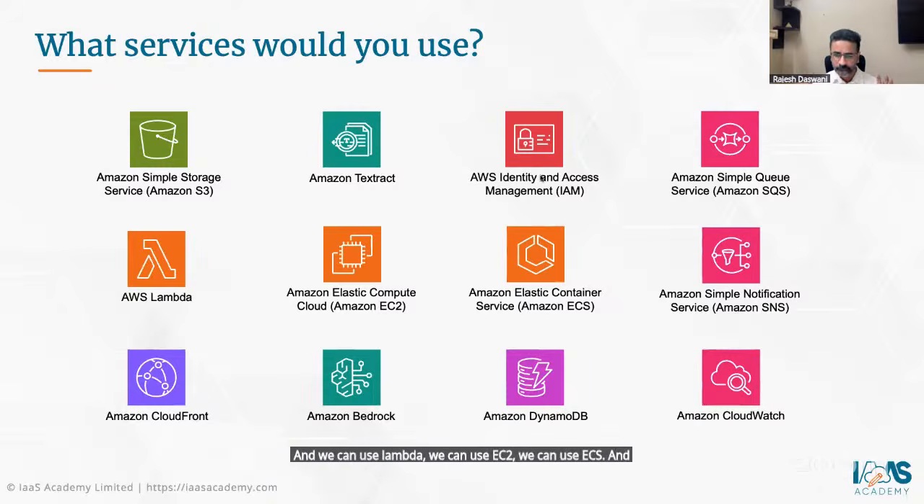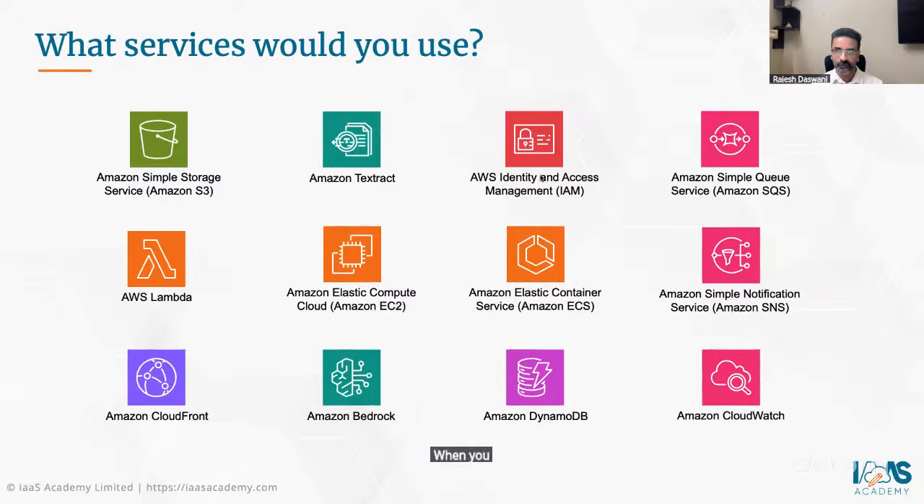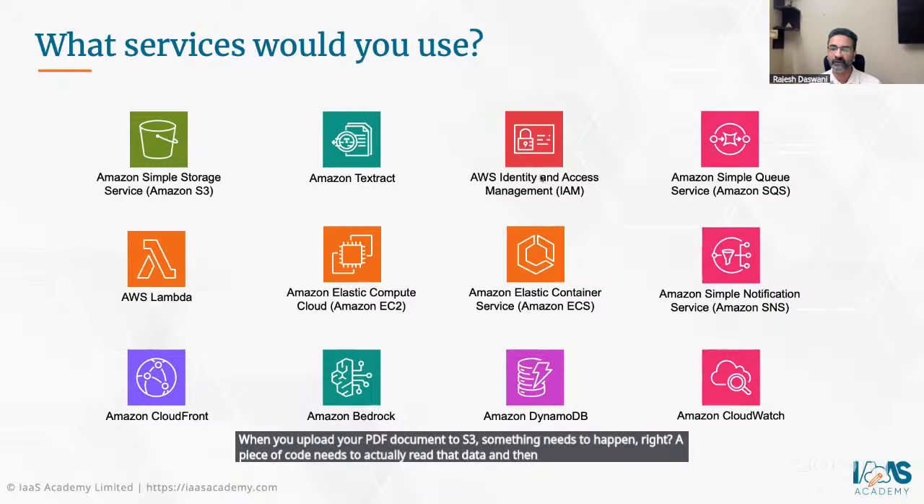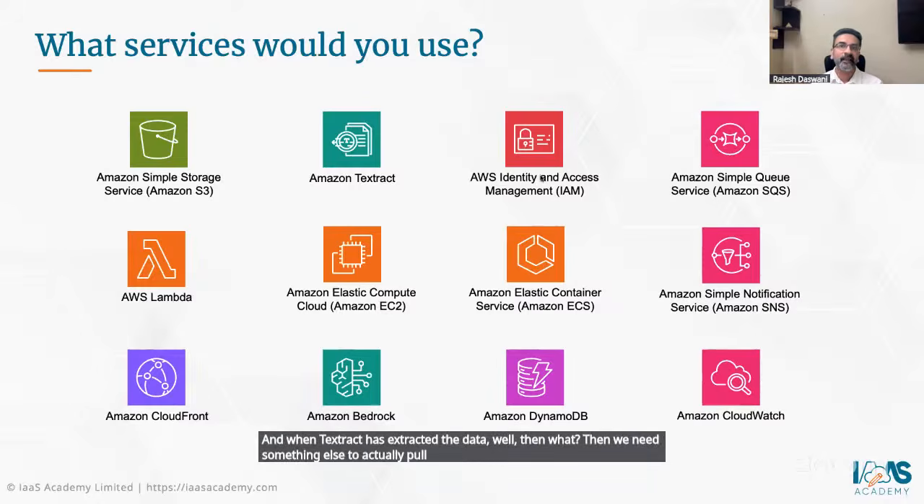And obviously, based on the use case, based on exactly what it is you're trying to do, one of those compute services is obviously going to be better, cheaper, and more efficient than the other. Okay, and we spoke about this on Wednesday as well. Okay, and then decoupling your architecture becomes important because when you upload your PDF document to S3, something needs to happen, right? A piece of code needs to actually read that data and then maybe give it to Textract. So we could use something in between to help it do that. And when Textract has extracted the data, well, then what? Then we need something else to actually pull that data and build out our website.